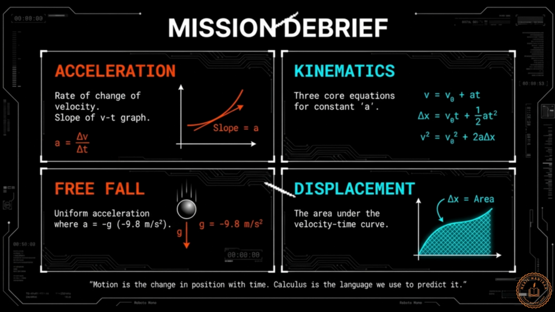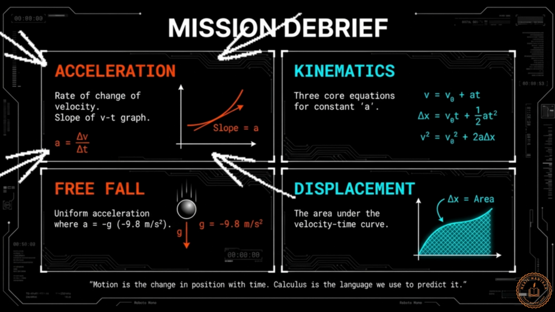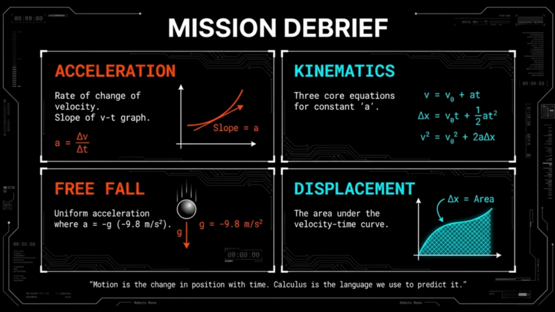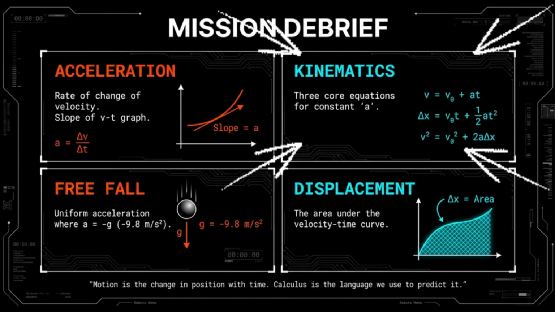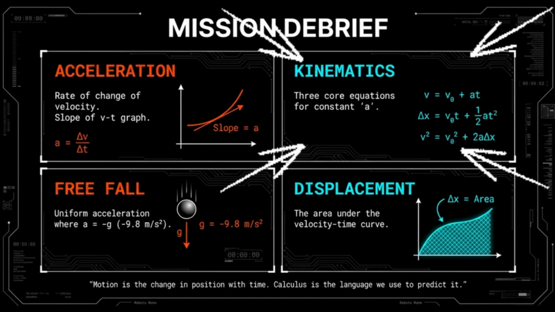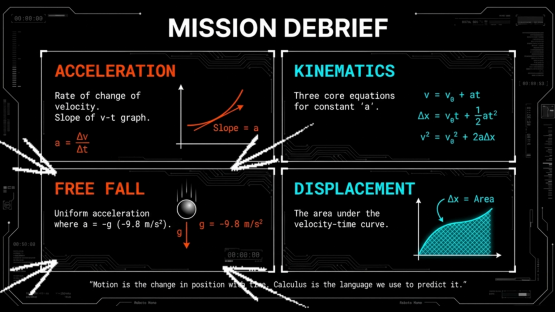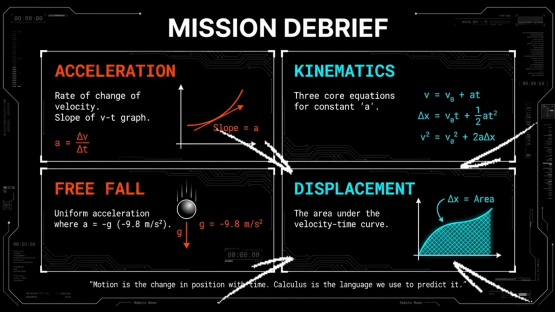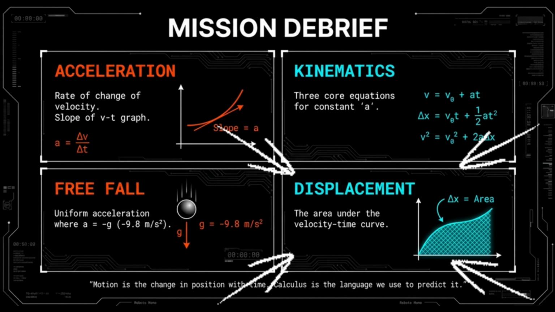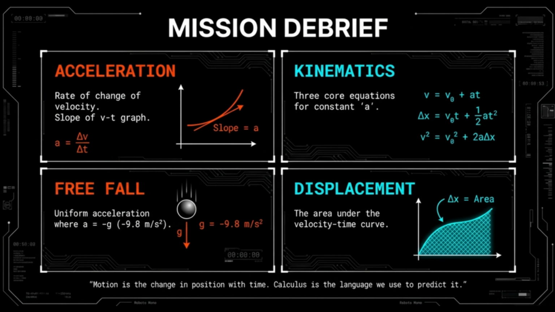First, acceleration is the rate of change of velocity. Simple. Second, those 3 core kinematic equations are your best friends for solving problems with constant acceleration. Third, remember, free fall is just a special case of uniform acceleration. And finally, don't forget that displacement is just the area under a velocity time graph. These are the concepts you absolutely have to burn into your memory. They're the foundation for pretty much everything else you're going to learn in mechanics.